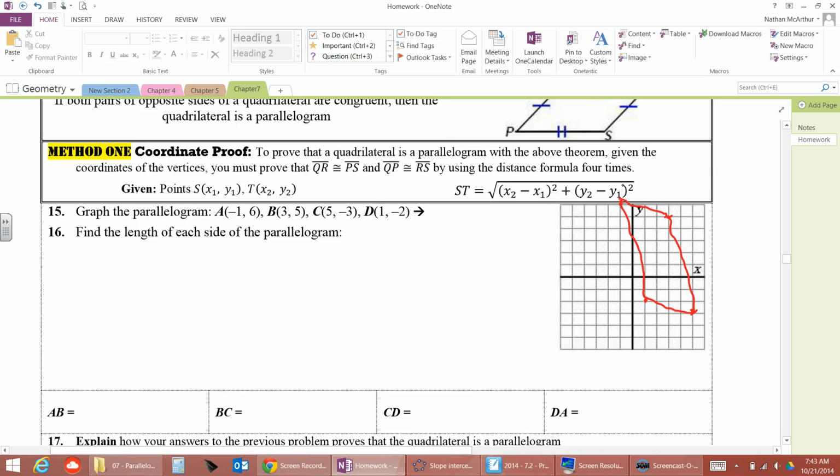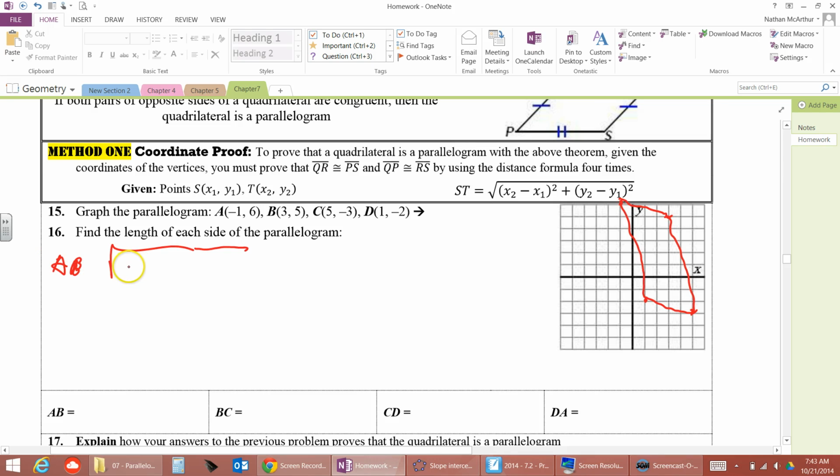Close enough. So now I'm trying to use the opposite sides of the quadrilateral are congruent. So I'm going to have to use the distance formula a ton. Yeah. So we do square root of all this stuff over and over and over again. All right. So we'll do square root of, let's do AB. We're going to do AB right now.